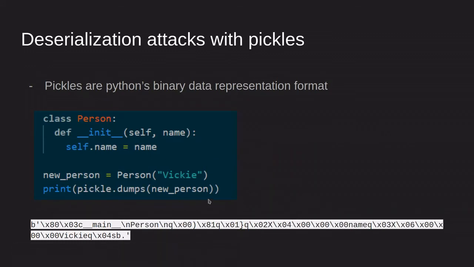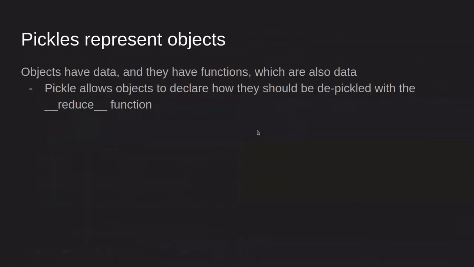So that's pretty cool. I mean, we can store data. Pickles represent objects, and objects have data, and objects have functions, which in Python is also data. And in particular, pickle is not designed as a secure information format. Pickles are, much like the rest of the Python philosophy, very, very trusting.